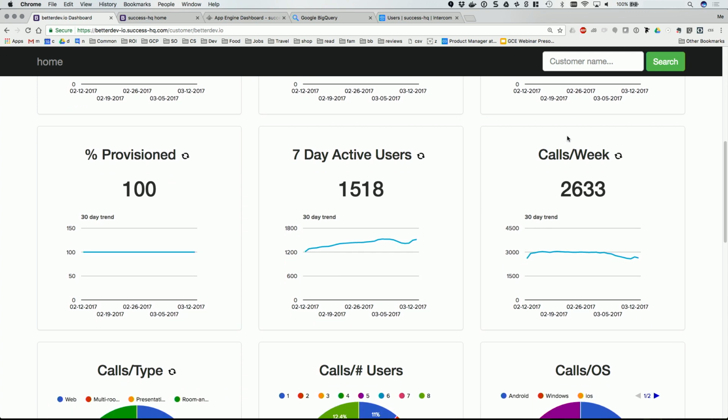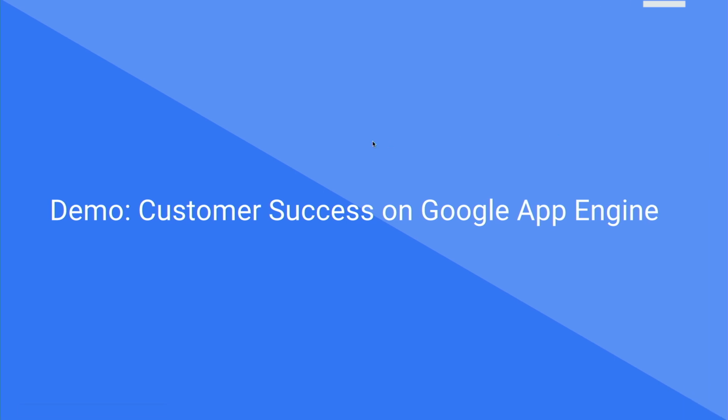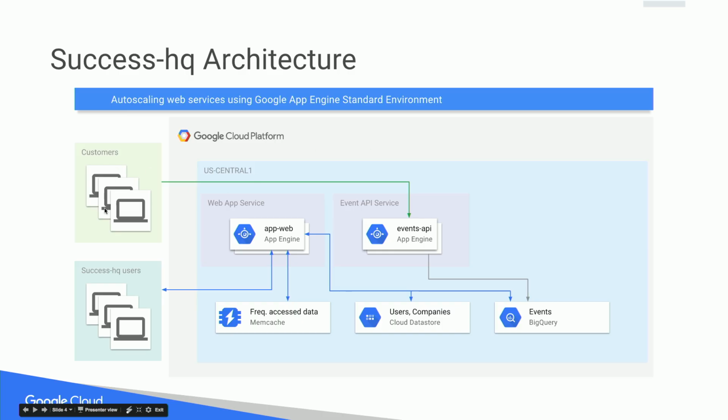So let's take a look at the architecture. What we have here is customers. These are users of the video conferencing software. And every time that they use the product, it's going to write an event to an event API service. So this is an API, and it runs separately from the front end of the customer success software that shows the visualizations. And all it does is record data into BigQuery. Now, again, if we have lots and lots of users, we may need lots and lots of servers to catch all the incoming events and write those events into BigQuery.